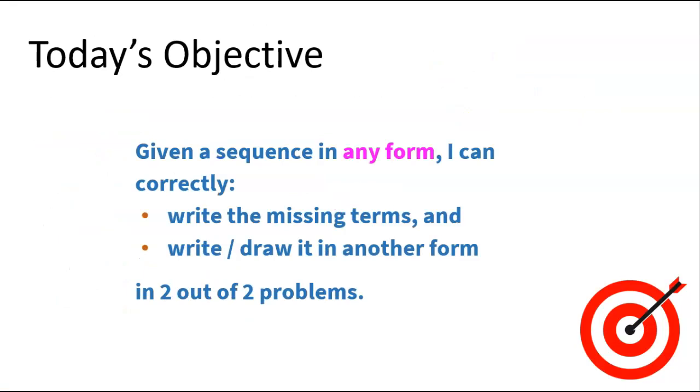So that wraps up today's objective. Given a sequence in any form, I can correctly write the missing terms. We did that with geometric sequences today. And I can write or draw it in another form in 2 out of 2 problems. So we were able to switch between tables, equations, graphs, descriptions, all kinds of ways to describe sequences.